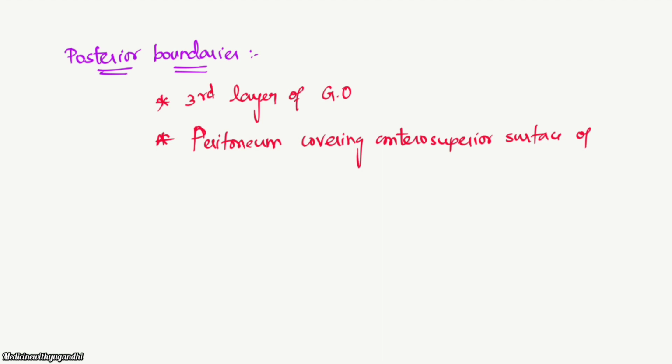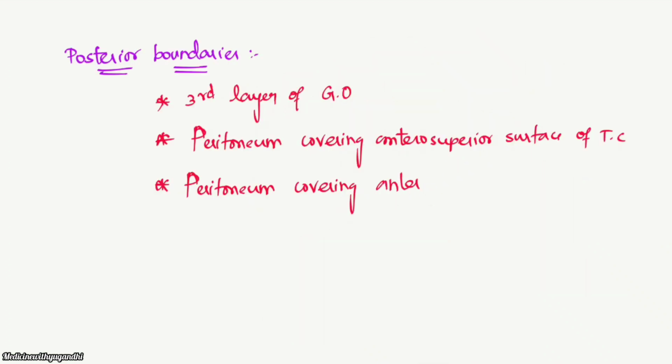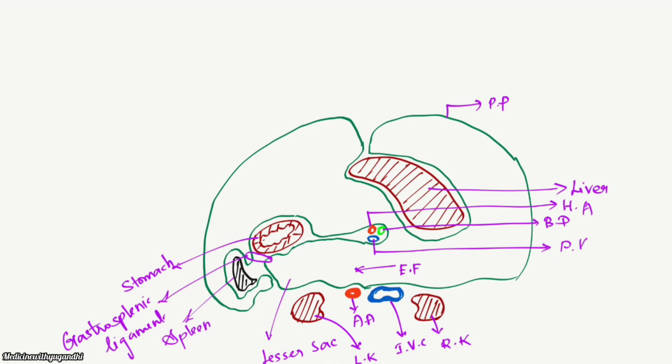Then the third boundary is formed by the peritoneum covering the anterior surface of the pancreas. So this is the peritoneum covering the anterior surface of the body of the pancreas, and it also forms the posterior boundary of the lesser sac. And of course the peritoneum covering the left kidney, left suprarenal gland, the splenic vessels and the diaphragm also forms the posterior boundary of the lesser sac.